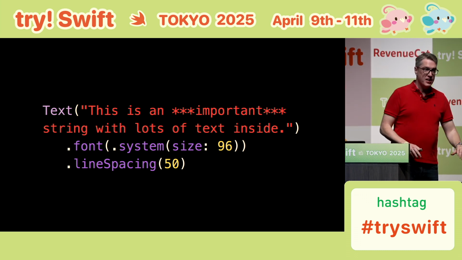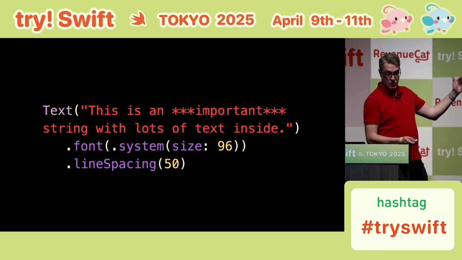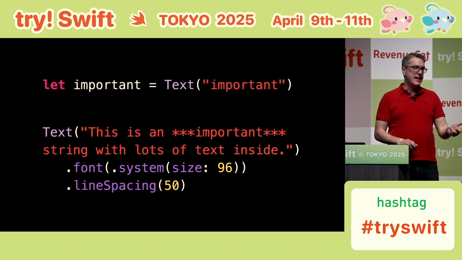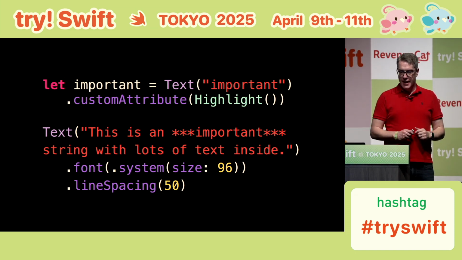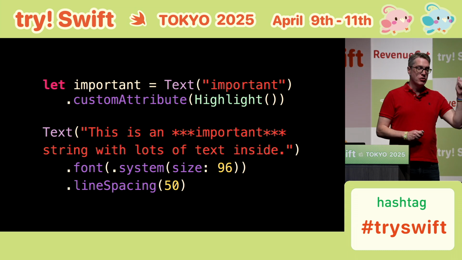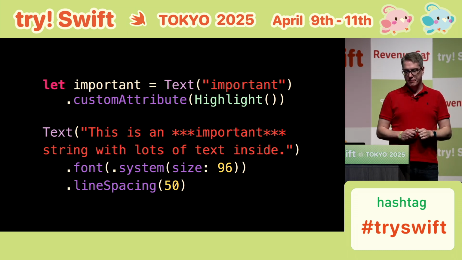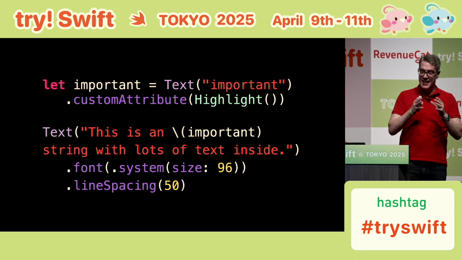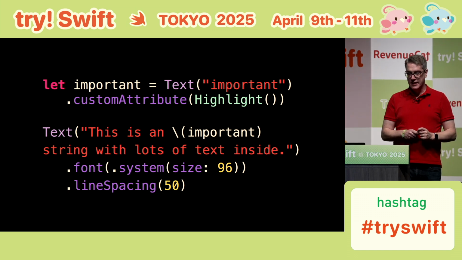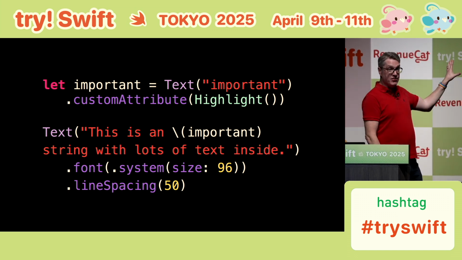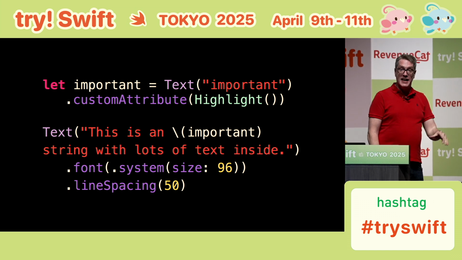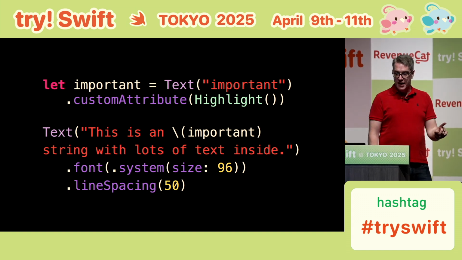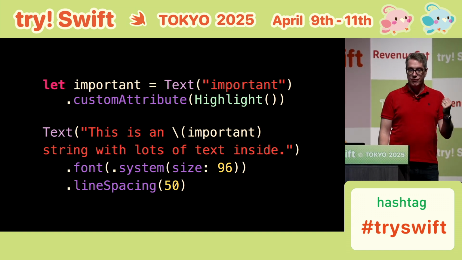When it comes to using it, here's our code from earlier. We're going to add before it the word important as a separate text view. And then attach our custom attribute to that important text. Finally, we'll use string interpolation to place that highlighted text inside our other text. Again, this does not do anything to highlight text. We're just marking some content with a custom attribute. Changing the way it looks on screen is always handled by whatever type conforms to TextRenderer.